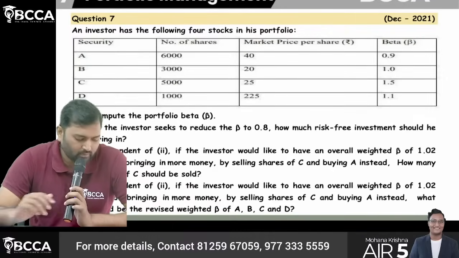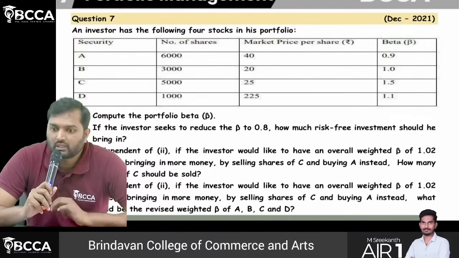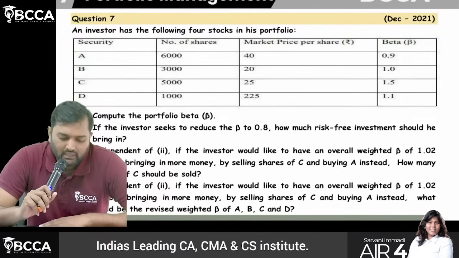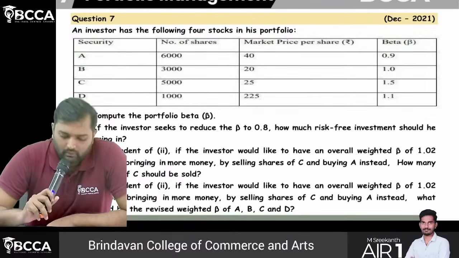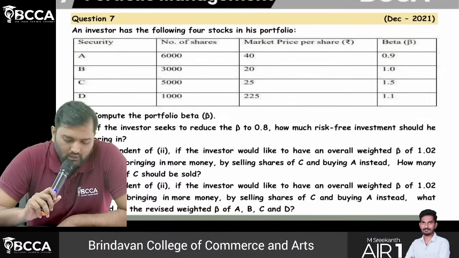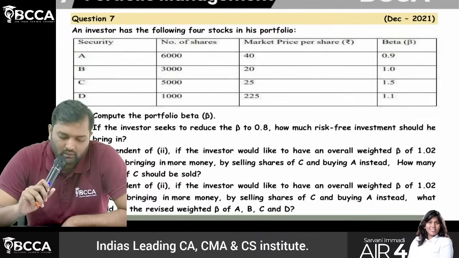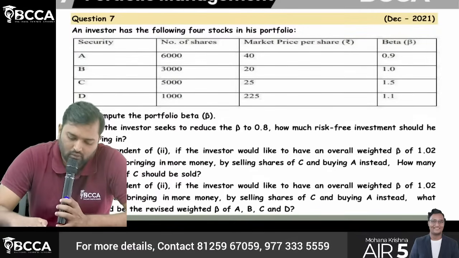This question is for practice. Question number 7. An investor has the following 4 stocks in his portfolio. Security A, B, C, D. Number of shares: 60,000, 3,000, 6,000, 3,000, 5,000, 1,000. Market price per share and beta. Compute the portfolio beta. First I will explain the question, then you practice this.